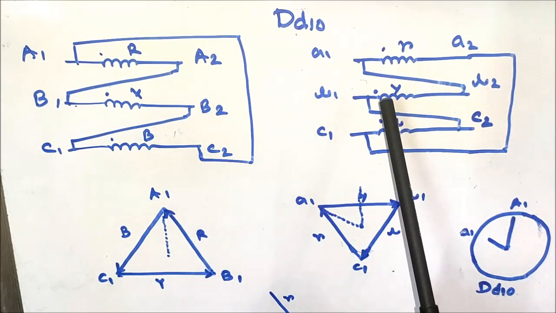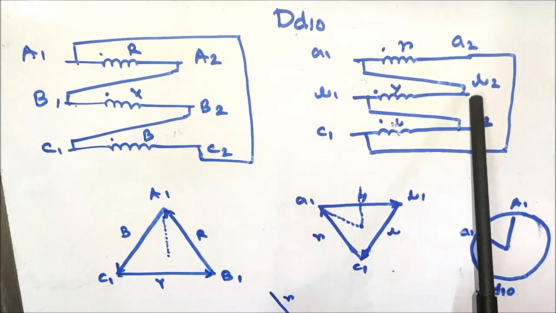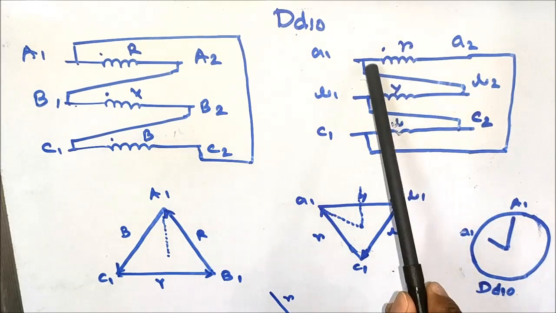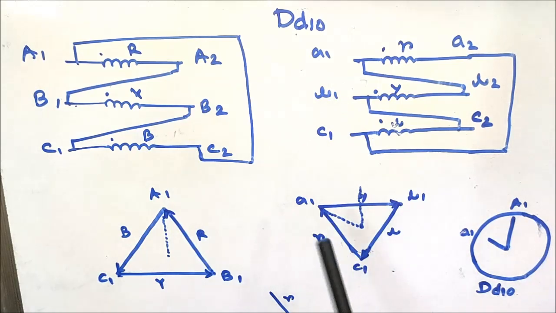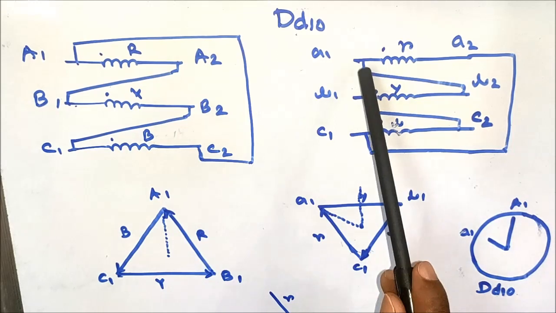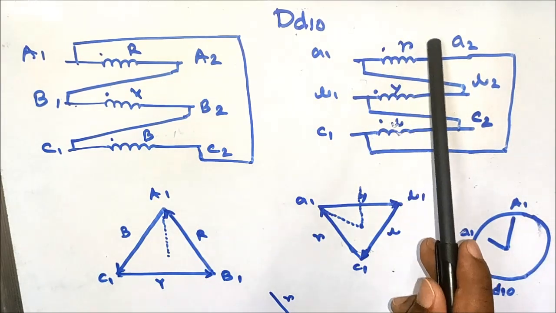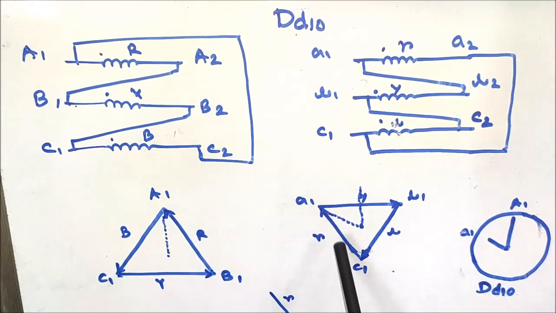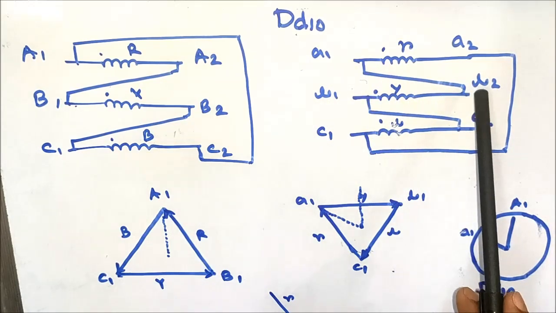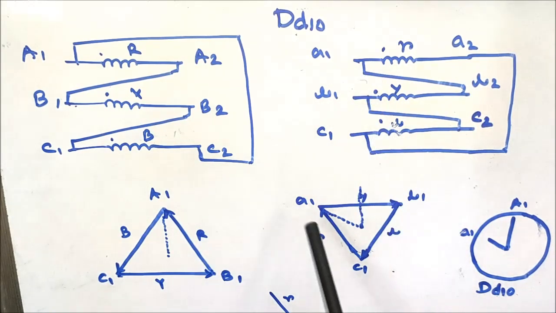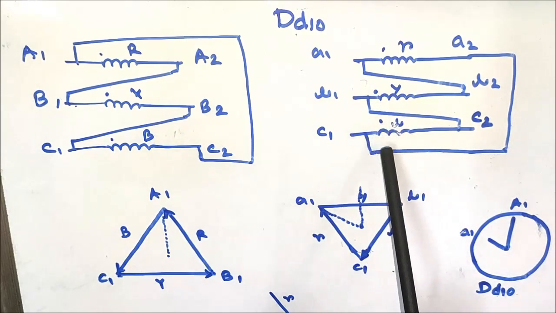In case of the LV side winding connection, we have shorted A1 with B2, B1 with C2, and C1 with A2 to form the delta connection, and the connection terminals are A1, B1, C1. In between A1 and C1 there exists the red phase coil. In between A1 and B1 there exists the Y phase coil, and in between B1 and C1 there exists the blue phase coil.